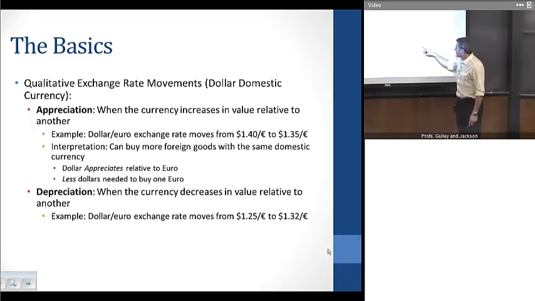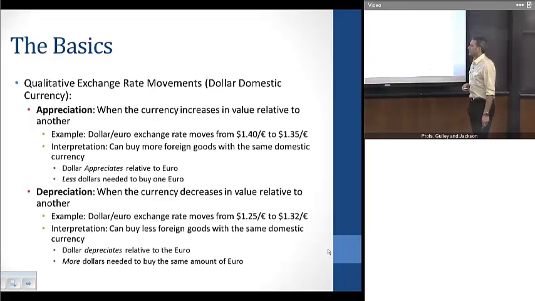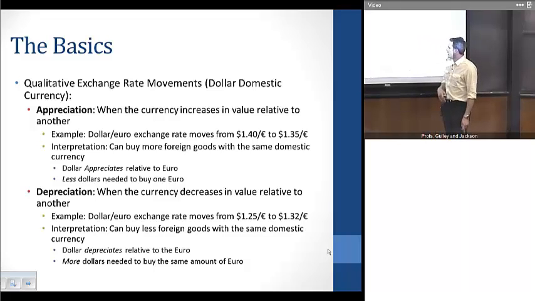Again, the interpretation is that it takes more U.S. dollars to buy the same amount of foreign currency, and hence the same amount of foreign goods, as it did before. So in that case, we say that the dollar depreciated relative to the euro. We buy less foreign goods than we did before if we're in the U.S. and we have dollars. In particular, the interpretation is that we need more dollars to be able to buy the same amount of euro-denominated goods as we had before.